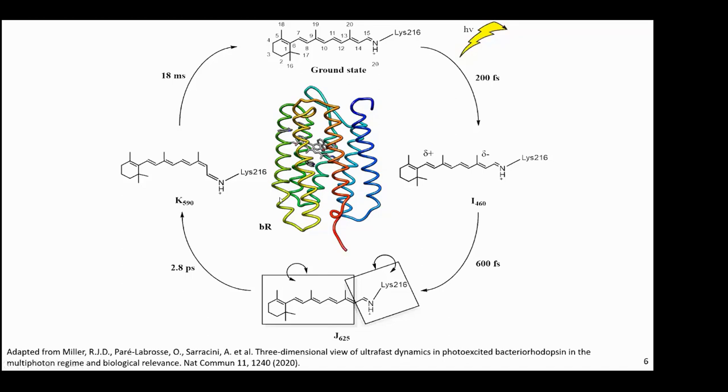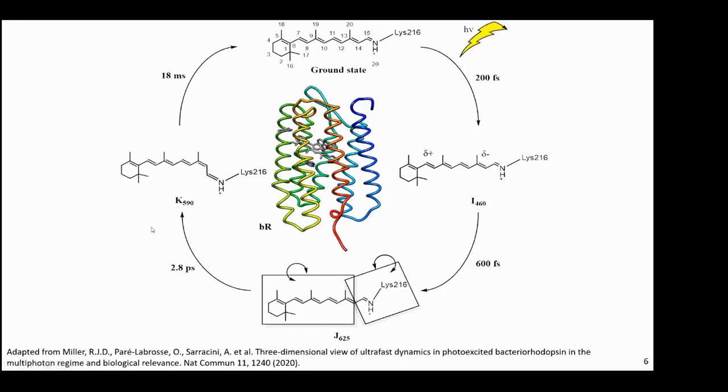Following this, there is a concerted twisted deformation of the bonds between C11, C12, C13, C14, and the C15 and nitrogen bonds here. And this directs the nuclear configuration through a conical intersection towards the vibrationally hot J625 intermediate here. And continued motion ultimately leads to the 13-cis photoproduct, typically denoted as the K590 intermediate.